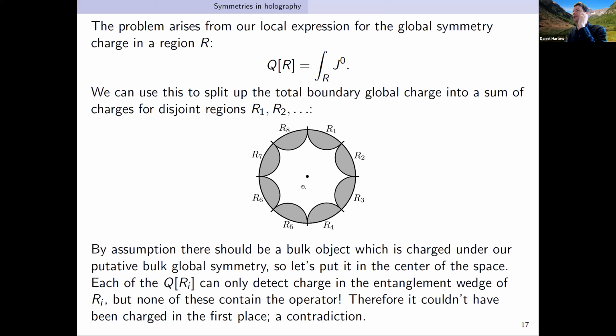Just to reiterate, the local structure of the boundary theory required that the global symmetry charge could be split up into regions. And in each region, we have just the charge in that region. But the charge in each region is just too localized to know whether this operator is charged, because it's sitting all the way out here. But then if none of the pieces know, then the sum doesn't know either. Okay, and that's a contradiction.